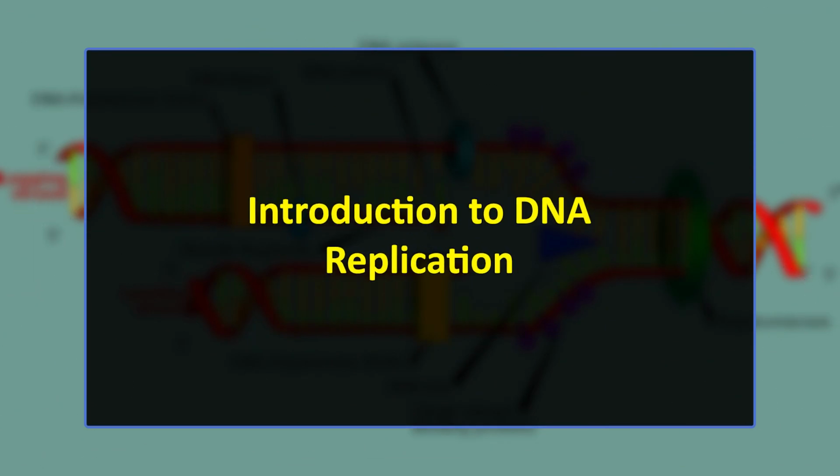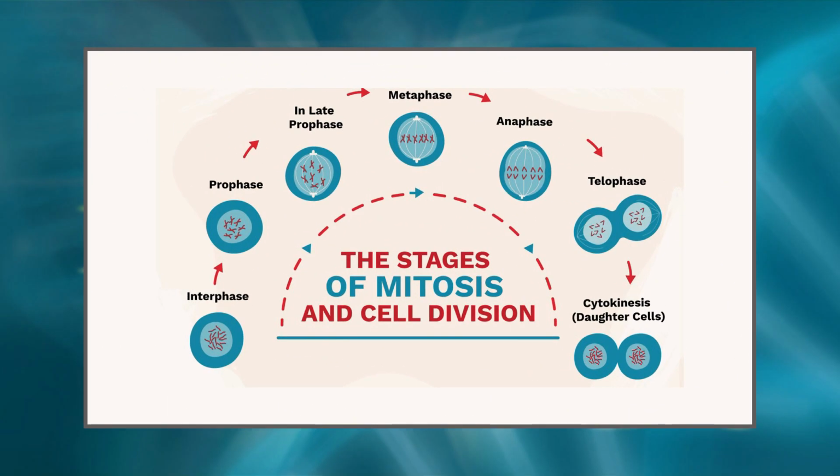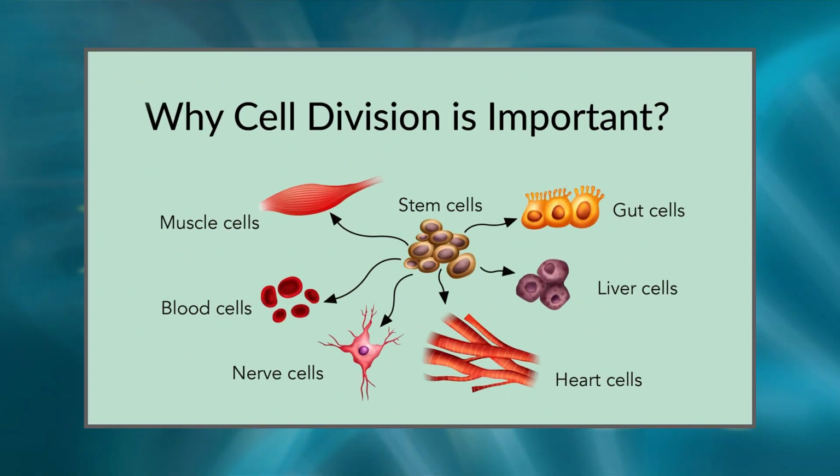Dear students, first of all, we will start with the introduction to DNA replication. The cell cycle or cell division cycle is the series of events that take place in a cell that cause it to divide into two daughter cells. It is one of the most remarkable and important processes that is happening within any living organism. Cell division plays an important role in all living organisms as it is essential for growth, repair, and reproduction.